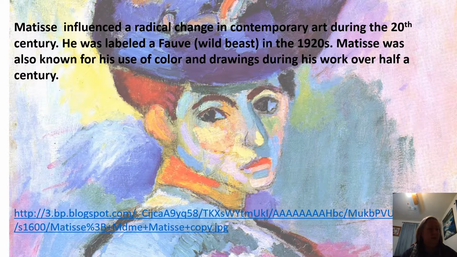Matisse was a significant influence on a radical change in contemporary art during the 20th century. His art was a part of the Fauve movement, translated again to the wild beast, and it was really popular in the early 1920s. He was also known for his use of color.